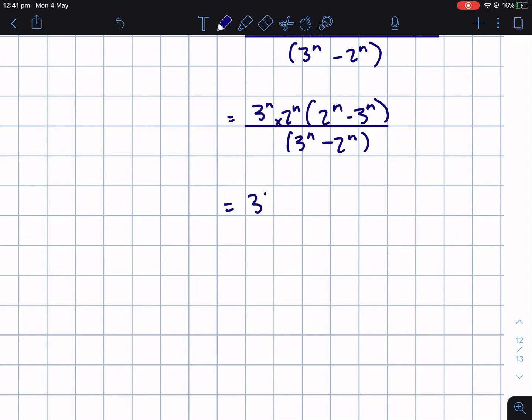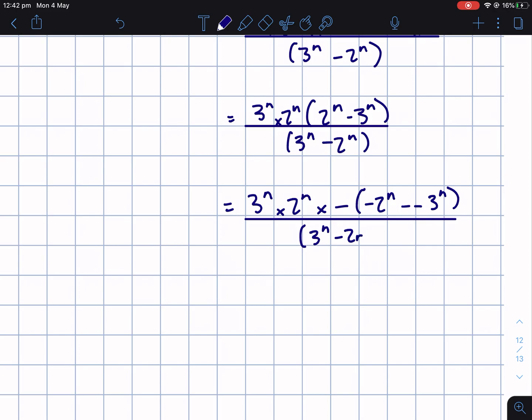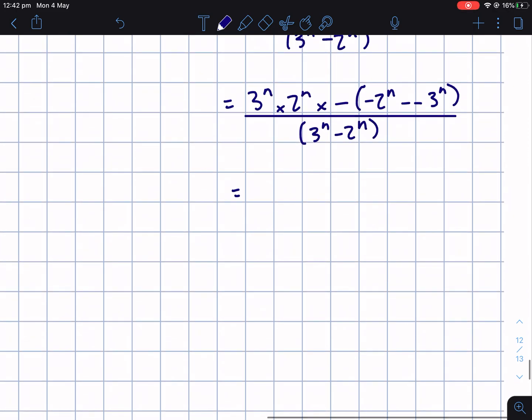Which means we've got 3 to the n times 2 to the n times negative (2 to the n, take 3 to the n)... sorry, 3 to the n, take 2 to the n, equals. So here we've got 3 to the n times 2 to the n times negative (3 to the n, take 2 to the n). So you didn't need to do this line of working out. If you remember that, you just chuck a negative out the front and turn it around.